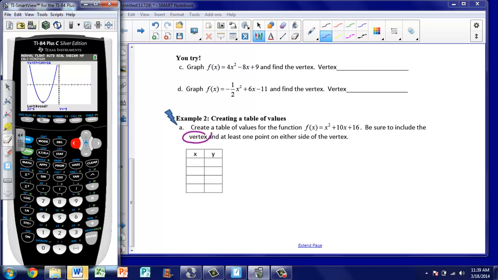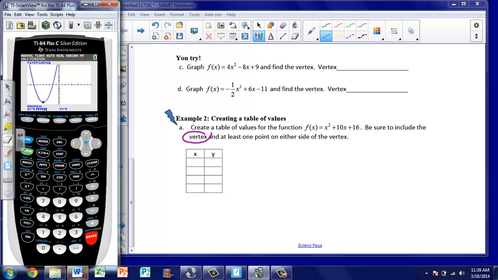Here's my target. Now I answer the questions. Left bound. That means I need to push my left arrow and get to the left side of the vertex. Enter. Go back to your target. Here's my vertex. Next question says right bound. Now I need the right arrow to get to the right side of the vertex. Enter. Guess. Enter one more time.